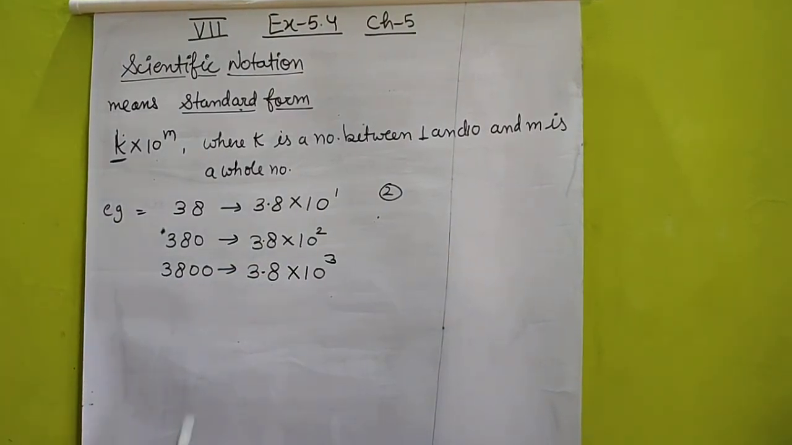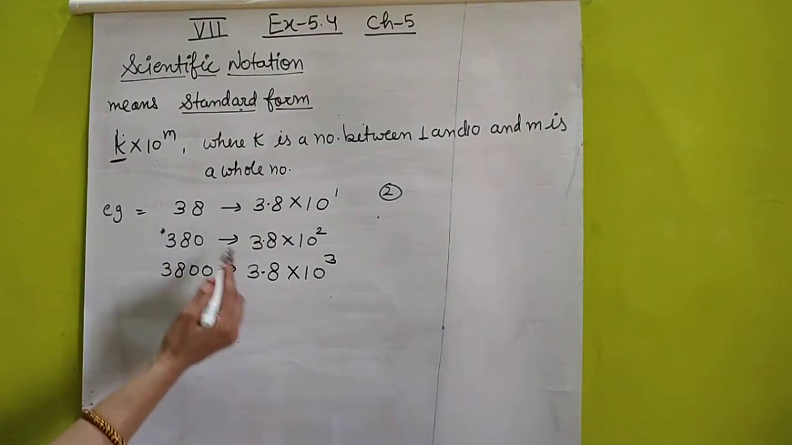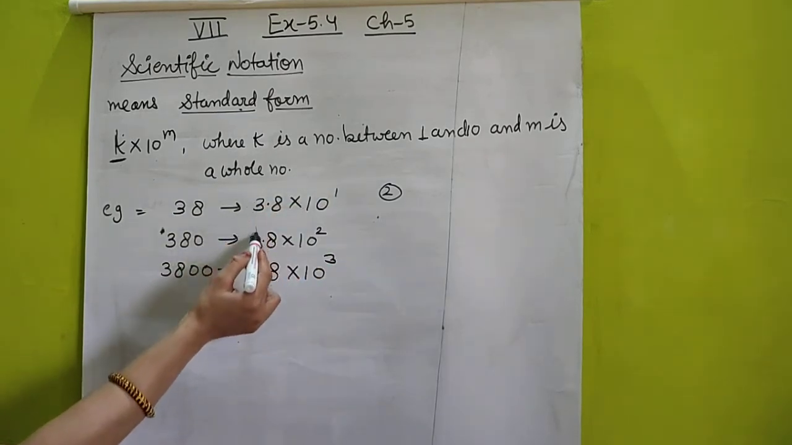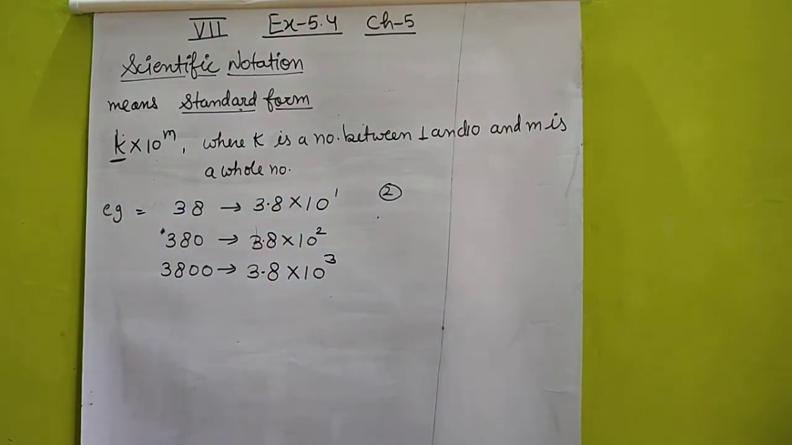Students, again I am explaining why we put the decimal after only one digit from the left side: because the value of k should be between 1 and 10, and 3 is between 1 and 10. Now students, exercise 5.4, question number 1.